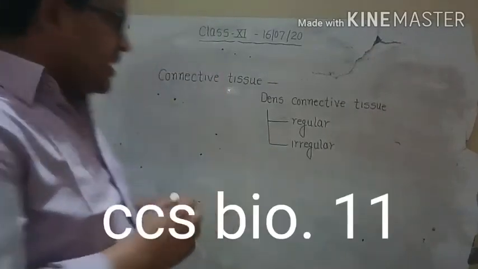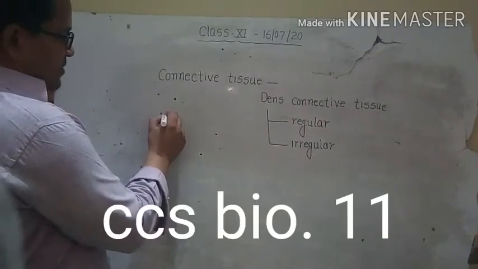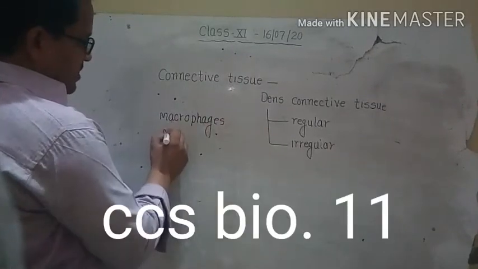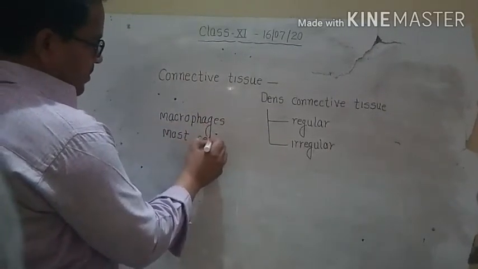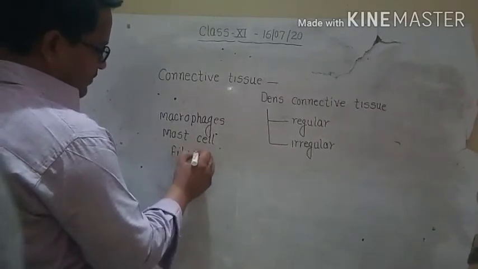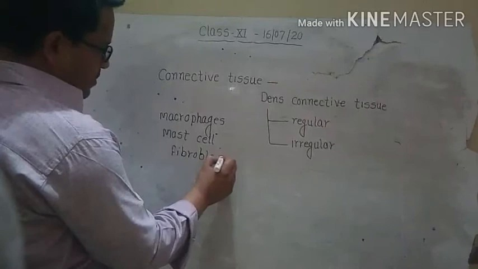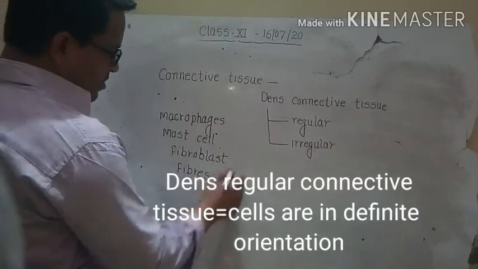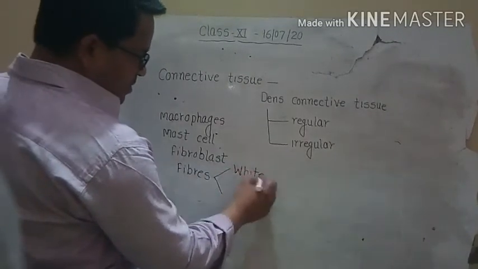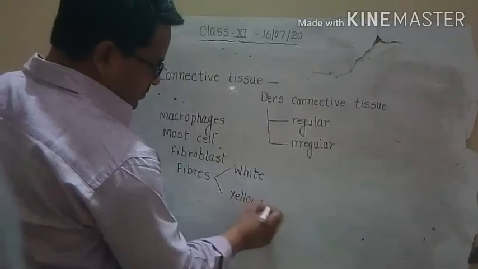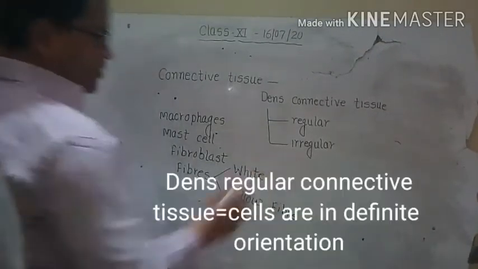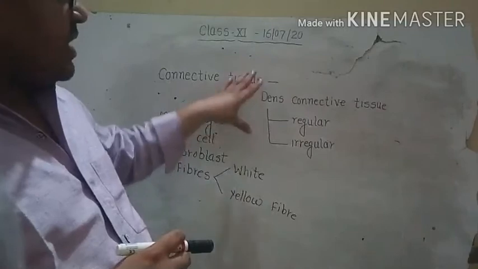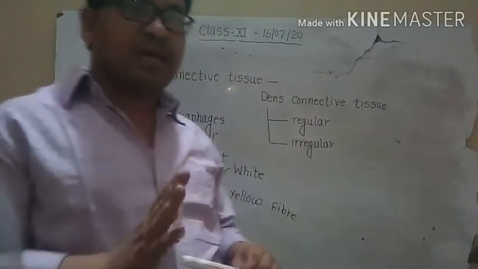You know very well that different cells are present: macrophages, fibroblasts, mast cells, and fibers, especially white and yellow fibers. Especially on the basis of the arrangement of these cells, the types of connective tissue are decided.